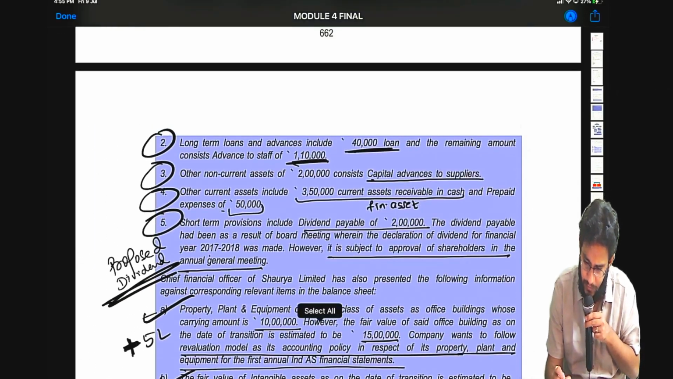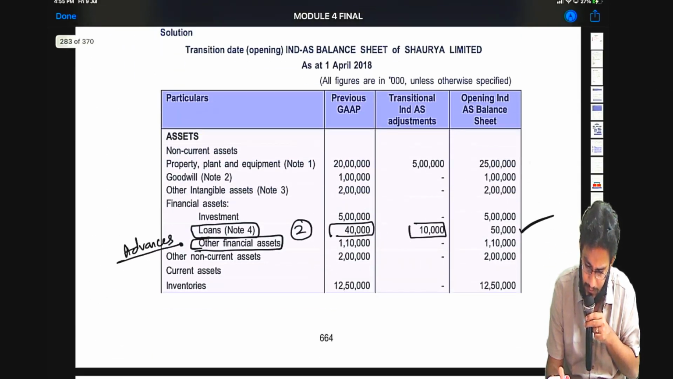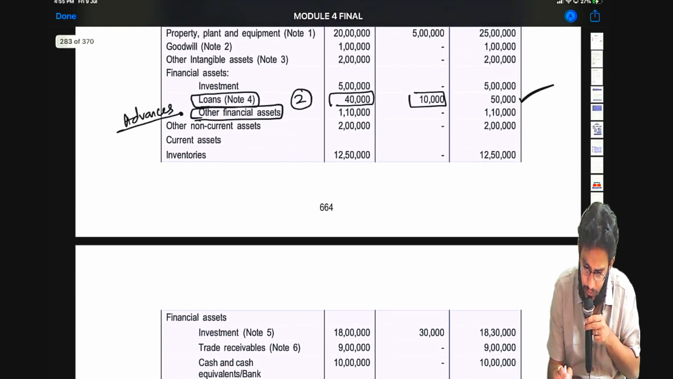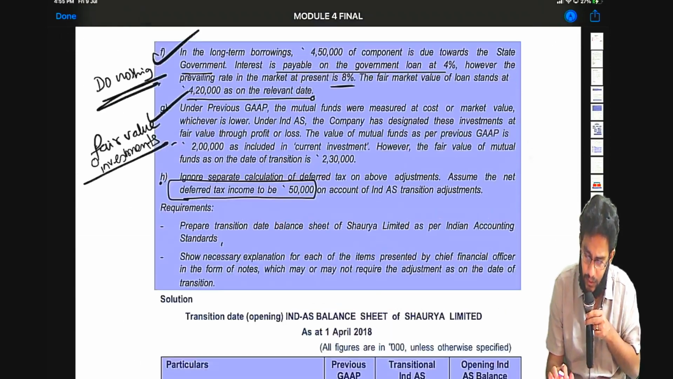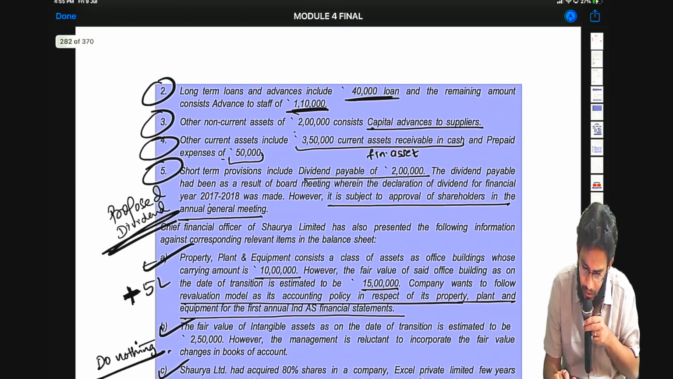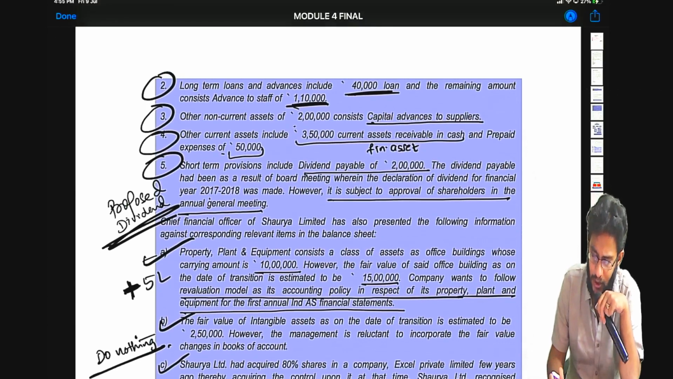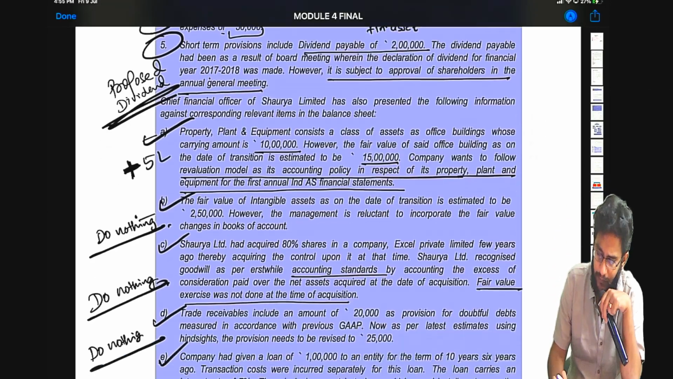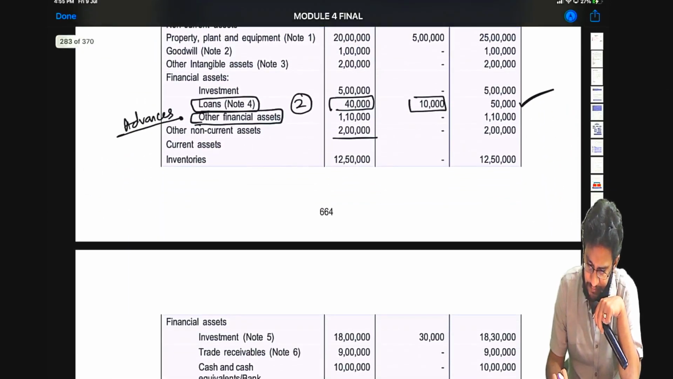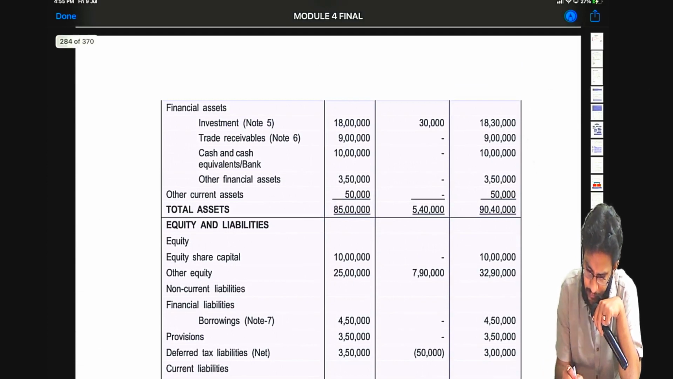Next, point number 3. Other non-current assets of rupees 2 lakhs consist of capital advances, or capital advances to suppliers. That should be there only, according to me. For that there is no adjustment. Okay. Then fourth one. Other current assets include 3,50,000 of current assets receivable in cash and prepaid of 50,000. I told you that will go into financial assets. So other financial assets is 350. The remainder will sit here. This is point number 4.